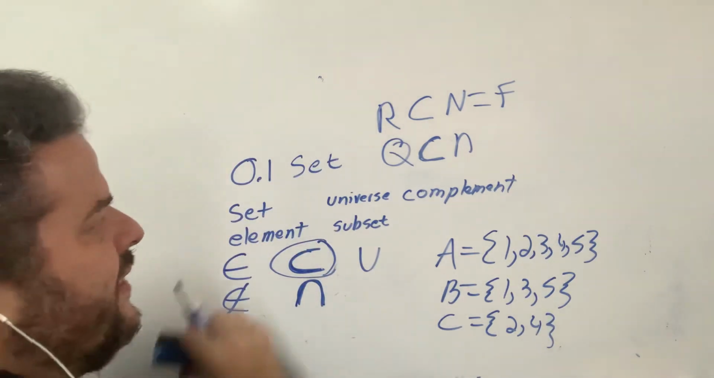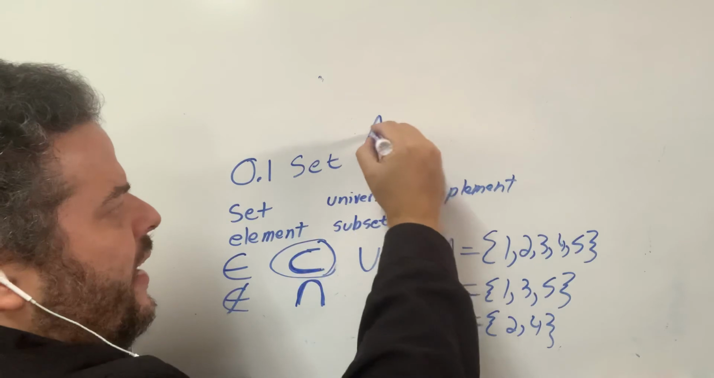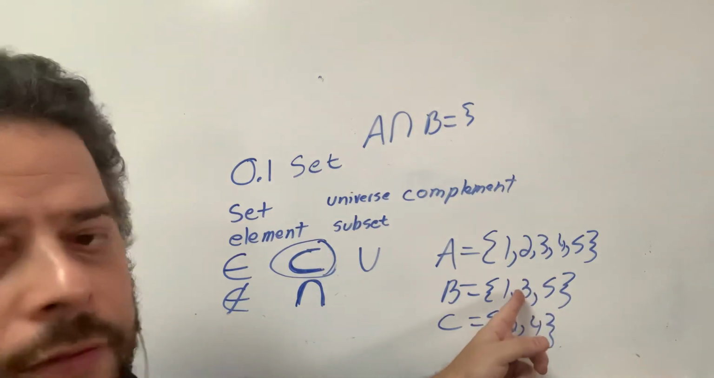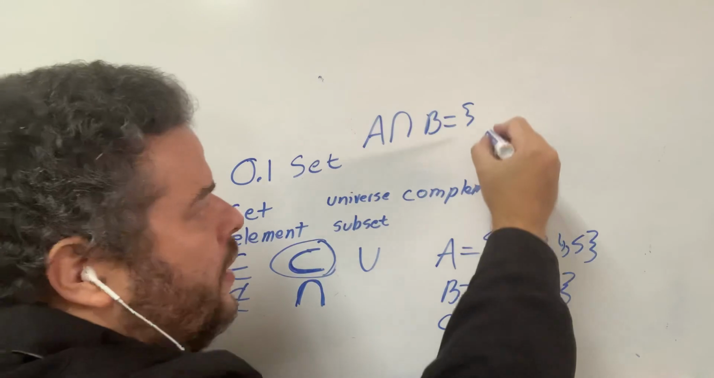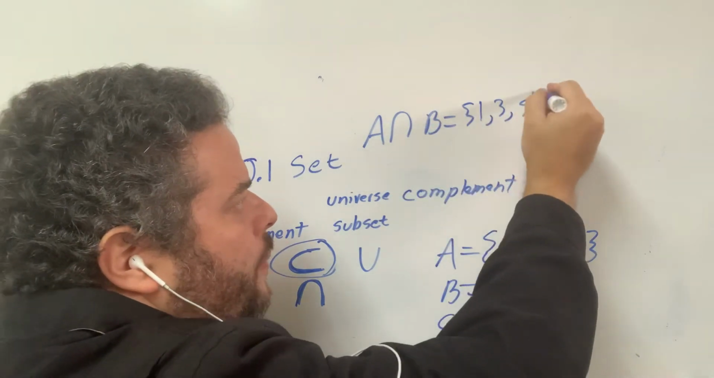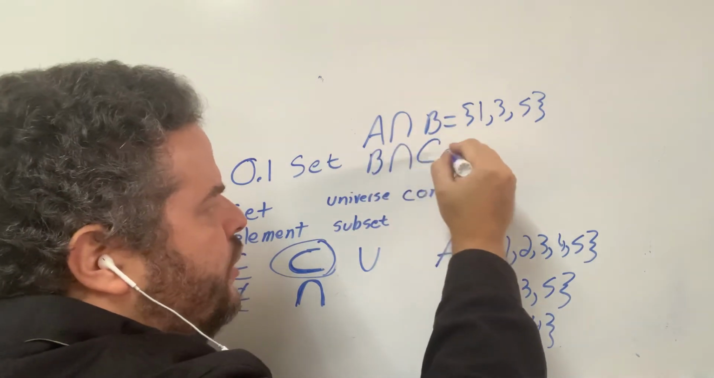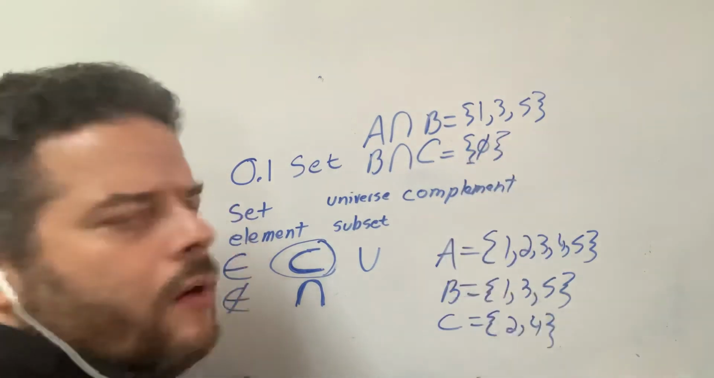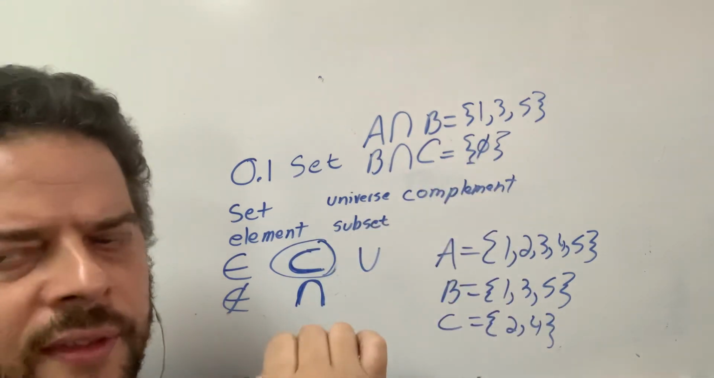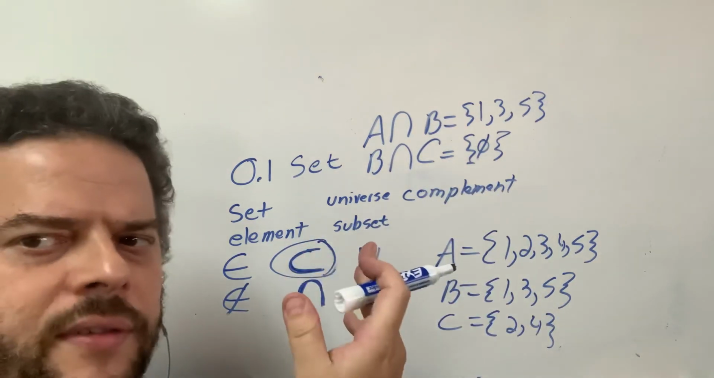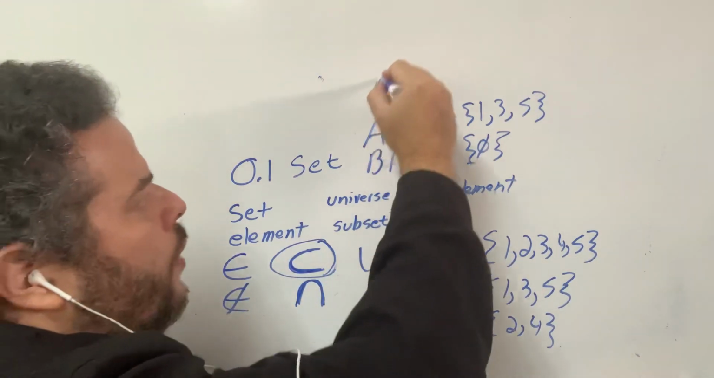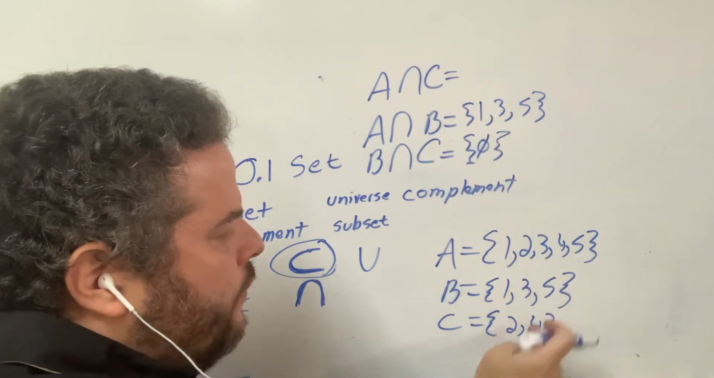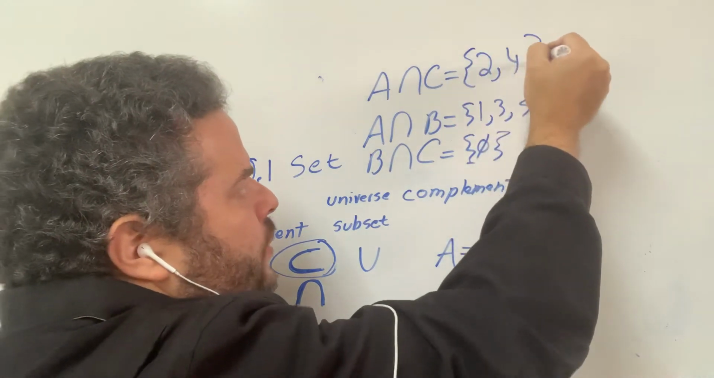For example, if I state now, what is A intersection B? Let's see, they both have 1 in common, they both have 3 in common, and they both have 5 in common. So A intersection B would be 1, 3, 5. What would be B intersection C? They have nothing in common. So either an empty set or an empty bracket. I'd rather do it like this than just leave it empty. That's just a preference, but it's the same thing. And to finish off, what is A intersection C? Again, C does not have 1, but A has 2 and 4, and so does C. So the answer would be 2, 4.